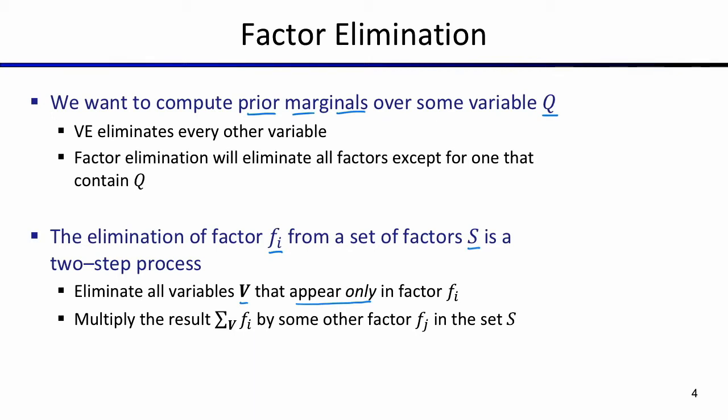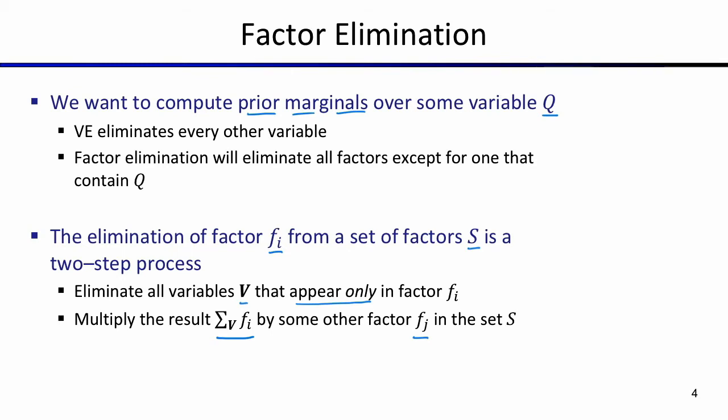So we compute this: it's going to be the sum over V of the factor Fi. So I'm going to eliminate all the variables that are in V, and we're going to take this resulting factor and multiply it by another factor that we choose, which we call Fj. And Fj is one of the factors that are remaining in the set S. So let's take a look at the next slide, and I'm going to show how this works in the form of one algorithm.